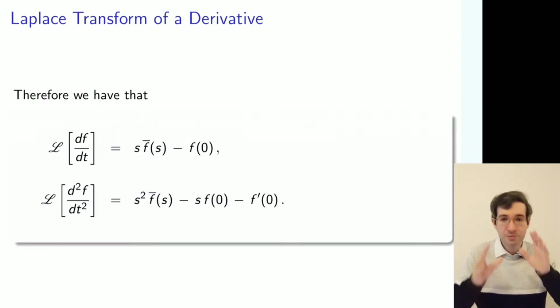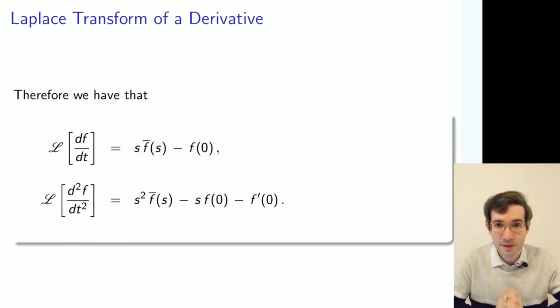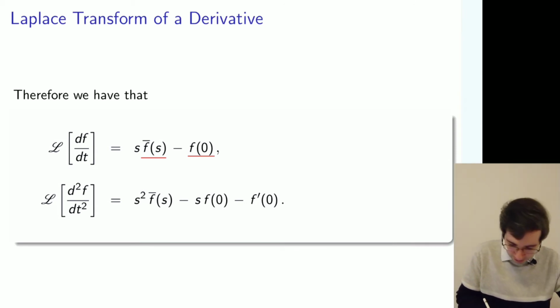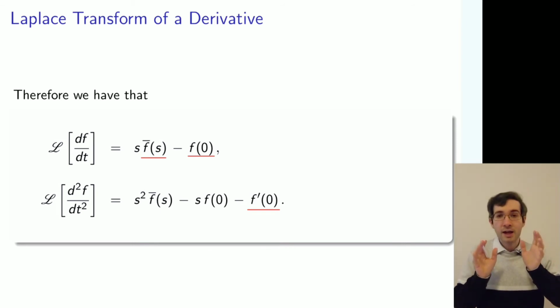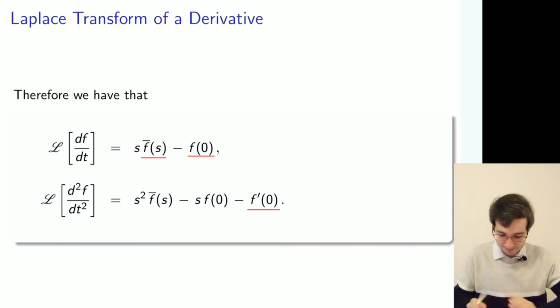So those are two very important properties of a derivative, which I want you to remember and understand. To compute this, you need to know the Laplace transform of the function and its value at 0 for the first order, and also its derivative for the second order. And that will come very, very handy. Even if it's not obvious now, you'll see it once we come to applications, such as the RLC circuit.